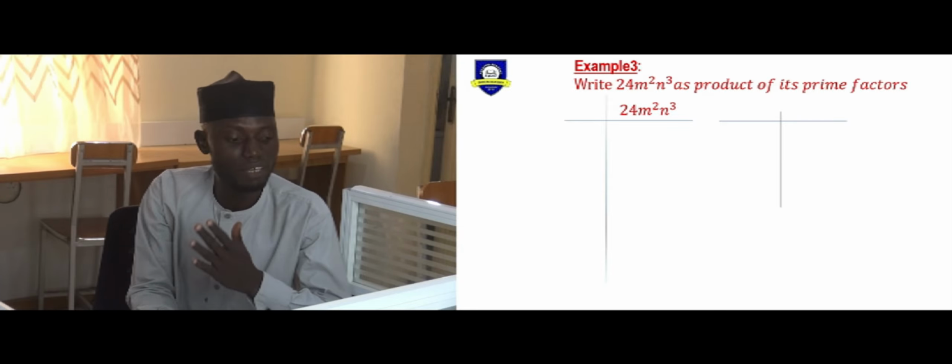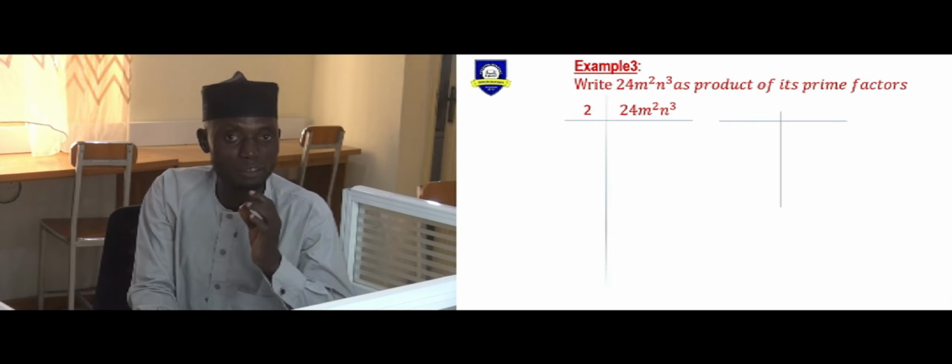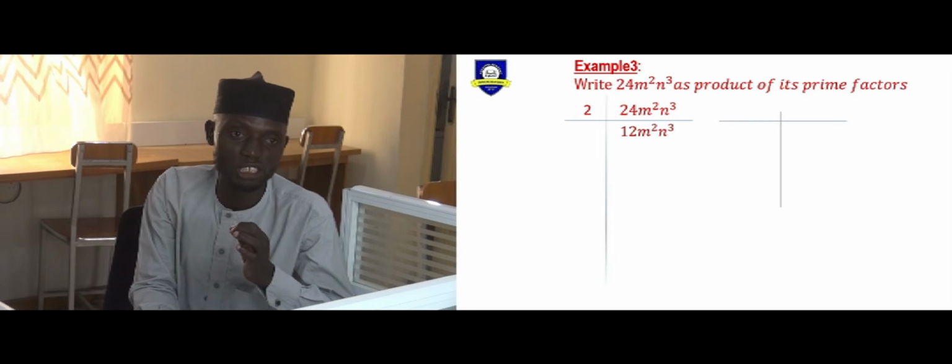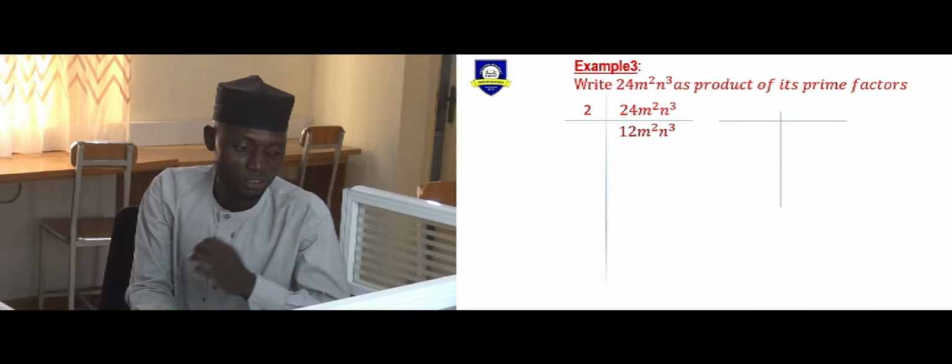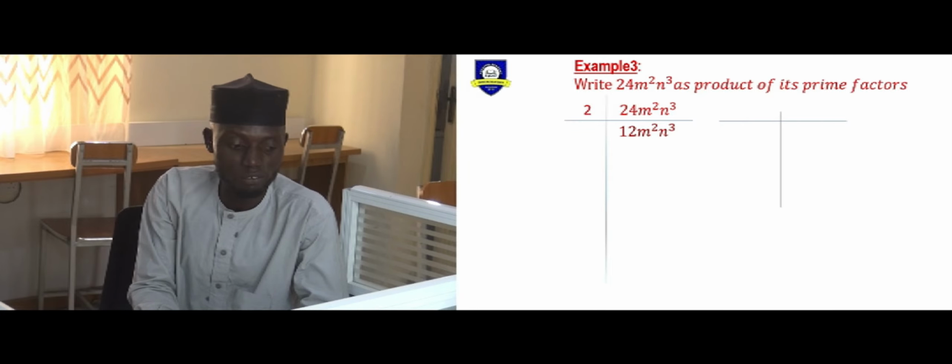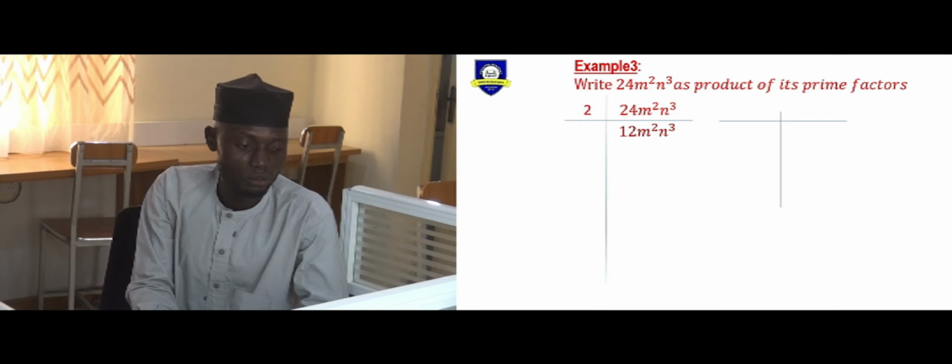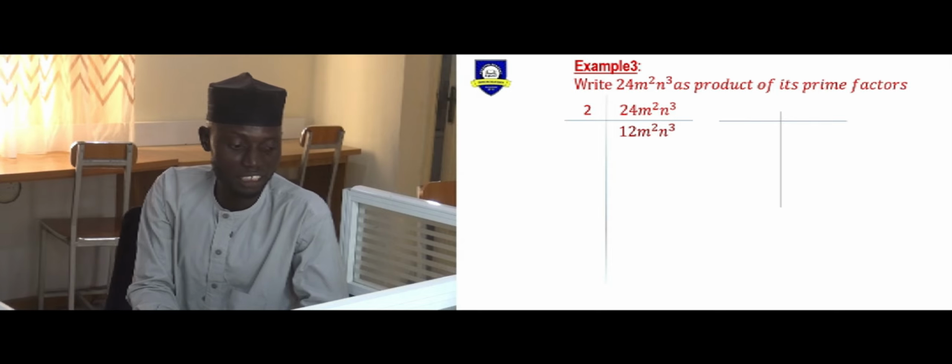We continue dividing the constant term, that is the coefficient, which is 12, until we have 1. So next is to divide 12 by 2. 12 divided by 2 gives 6. 6 is the coefficient.